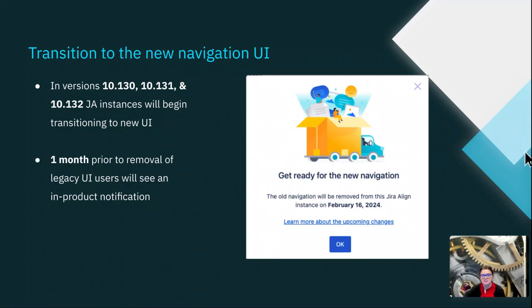First, just a reminder about the new navigation UI. This will be fully rolled out to instances, meaning the legacy UI will be removed from instances of Jira Align over the next 3 releases. So this release 10.130, the next two 131 and 132 as well.